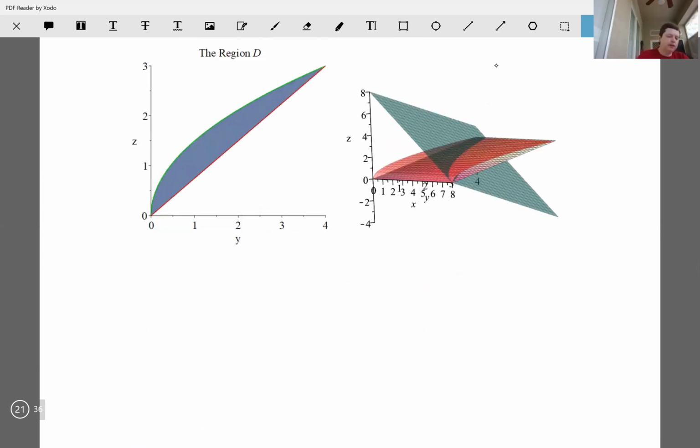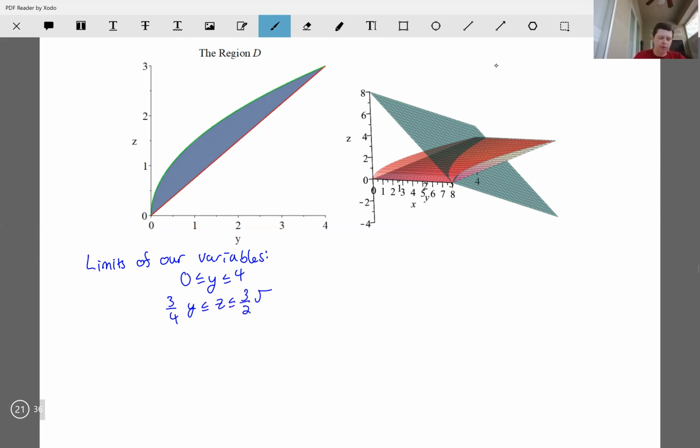So let's figure out what the limits of the variables are. Using the left-hand picture for D, we see that y ranges from 0 to 4, and z is between those 2 curves. So z is between 3/4 y and 3/2 square root of y. Of course, we didn't necessarily have to do it that way, but what about now x?